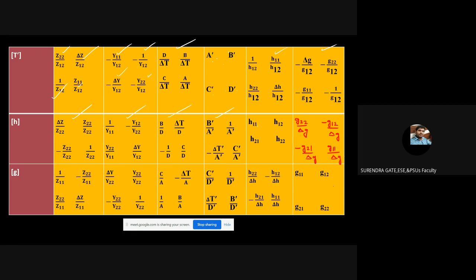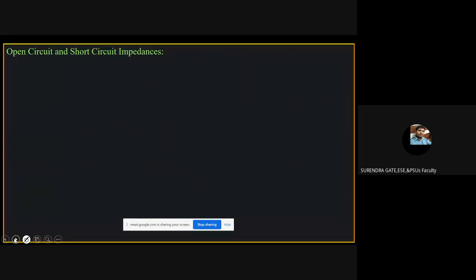Next, G parameters in terms of other parameters. What are the G parameters in terms of other parameters? All this you concentrate on. This is the relationship between the various parameters. This concept is also important for computer exams.